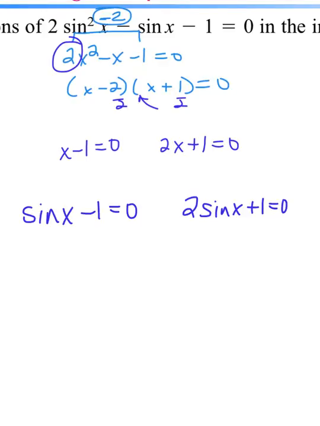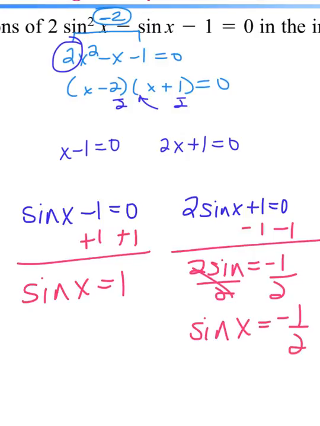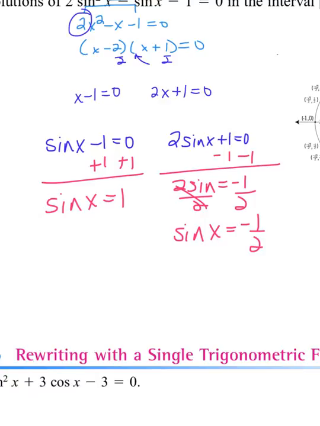Solve the one on the left. What do I do? Add 1. Perfect. So sine x equals 1. Do the one on the right. Minus 1. Yes. 2 sine x equals negative 1. Divide by 2. So sine x equals negative 1/2. So what you just did was you told yourself where to look at what? The unit circle. What values am I going to look at for? Why? Because it's sine. So on the unit circle, I need all the y values that are positive 1 and negative 1/2.